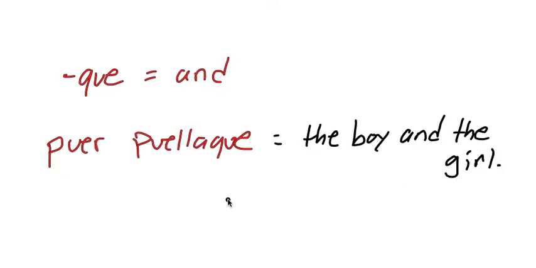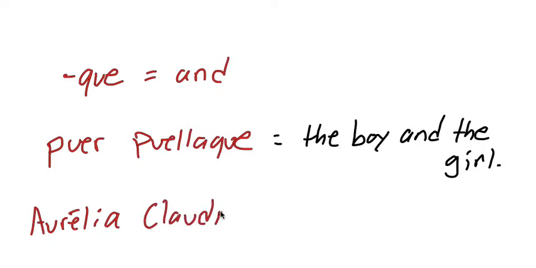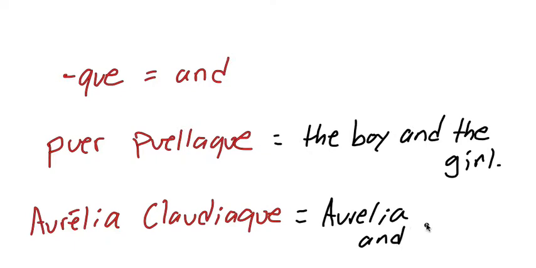Okay, let's give one more example. So here is another example of the enclitic que. Okay, so Aurelia Claudiaque, which would be Aurelia and Claudia.